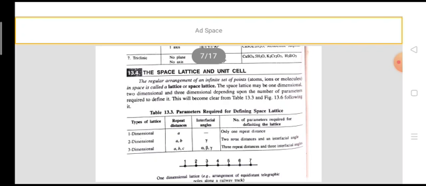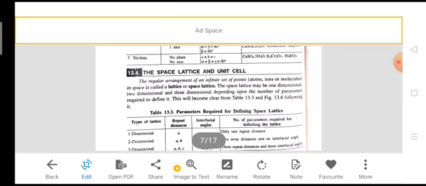So we need to know the definitions only for these terms. So I want to discuss only the definitions. So please listen carefully. What is the space lattice?